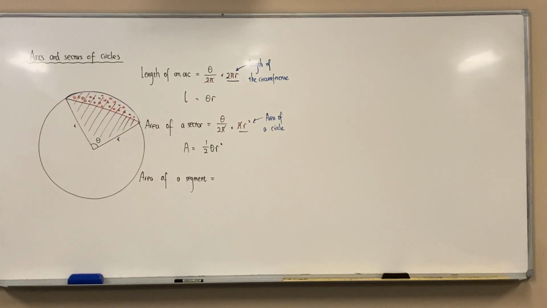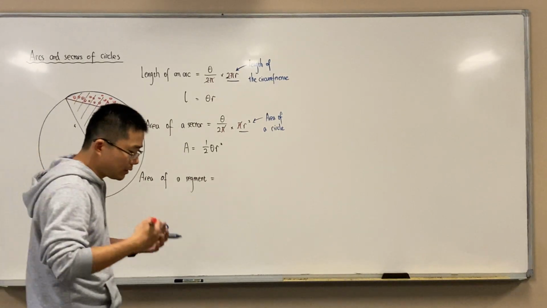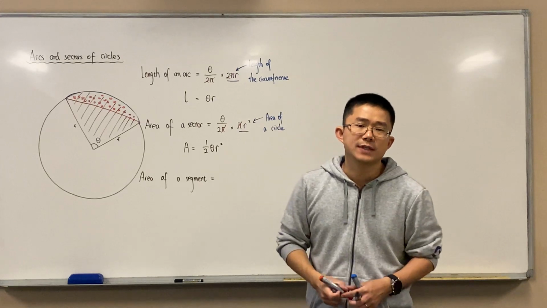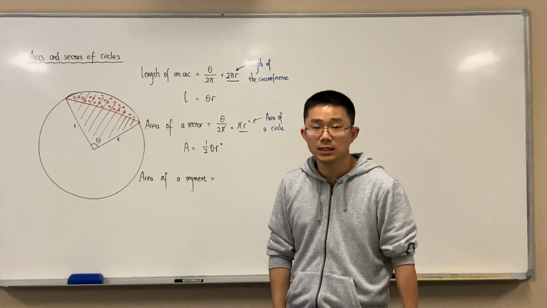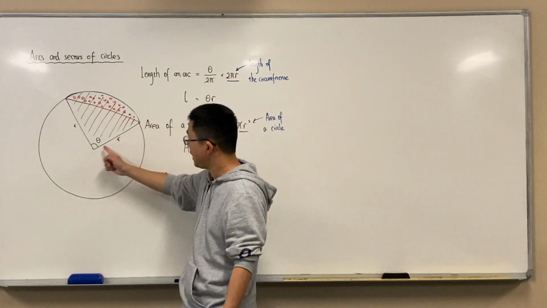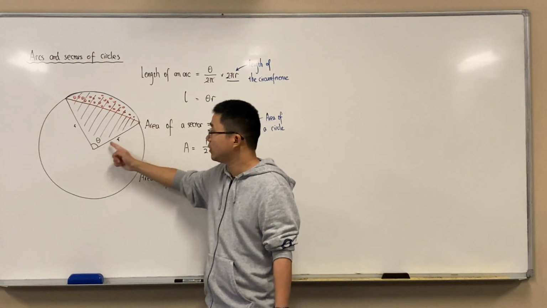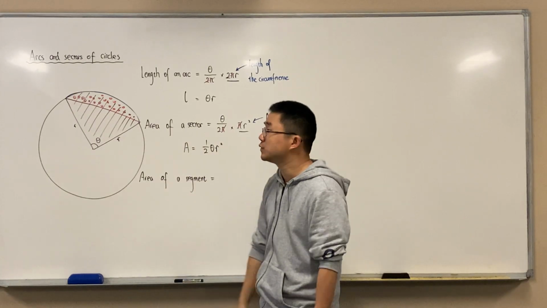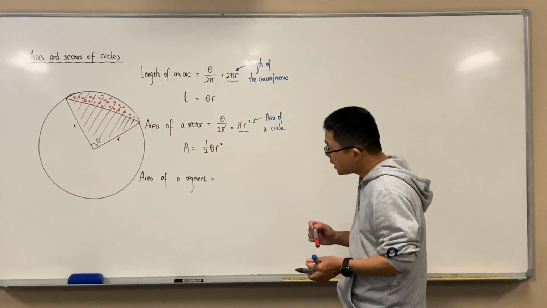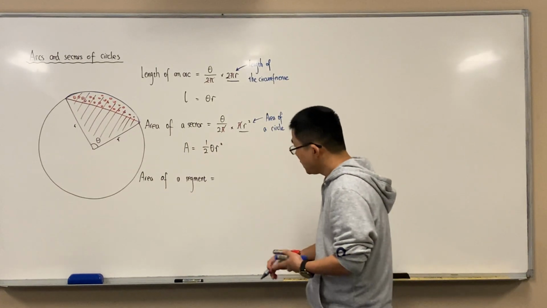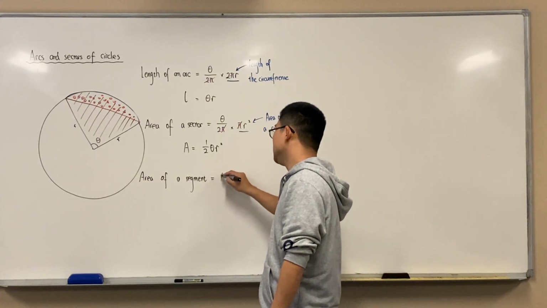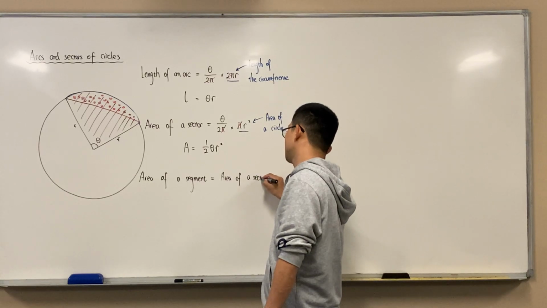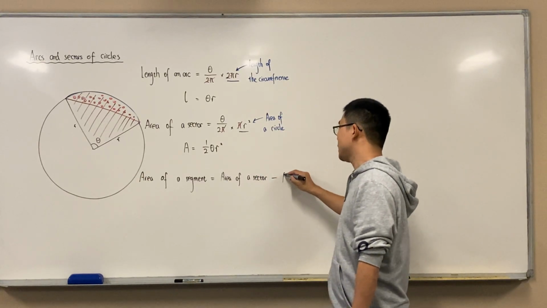Well, in order to find the area of a segment, you need to find the area of a sector. Once you know the area of a sector, a segment is a part of a sector, you just need to work out the area of the triangle. Once you know the area of the triangle, do the subtraction and you should be able to work out the answer. So the area of a segment is equal to the area of a sector minus the area of the triangle.